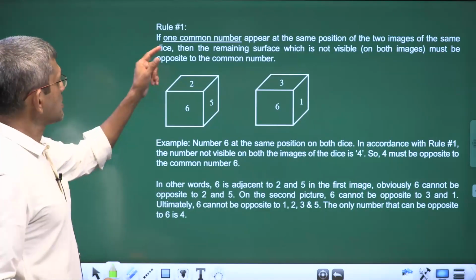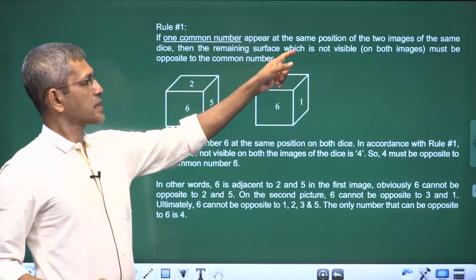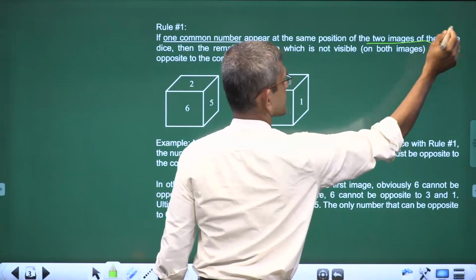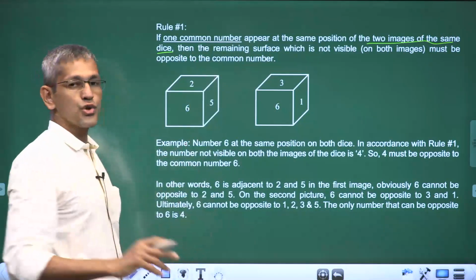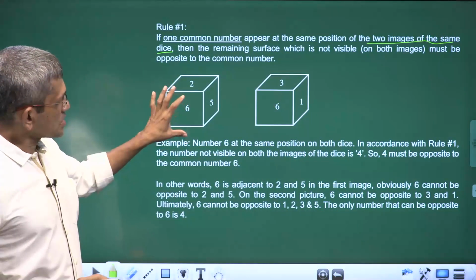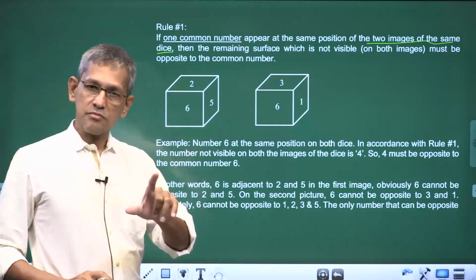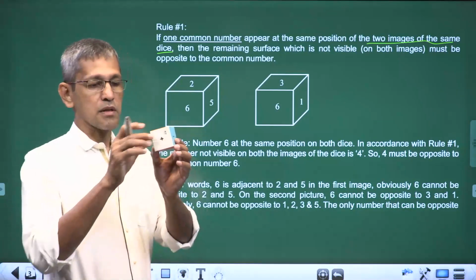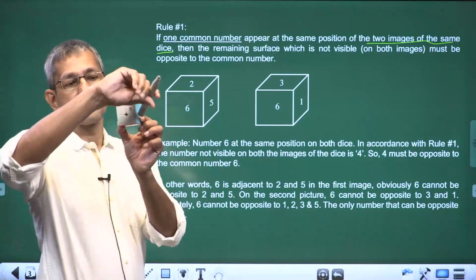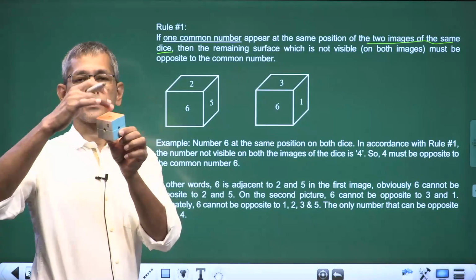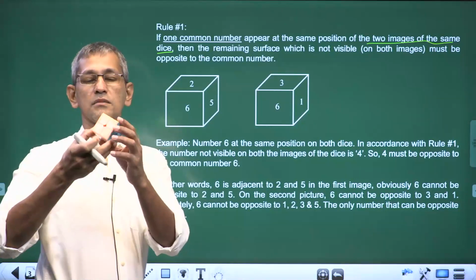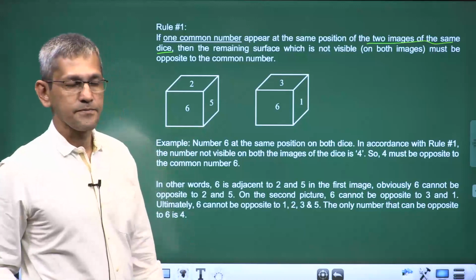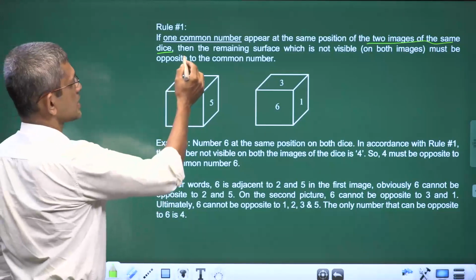Here it is. Rule number 1. If one common number appears at the same position in the 2 images of the same dice. These are the 2 images. The dice is the same, so we are just looking at the dice from 2 angles. For example, if you look at the dice from this angle, you see these 3 faces. Then you just rotate the dice at some angle and you see 3 other faces. That's exactly what is given over here. Now, what is the condition?